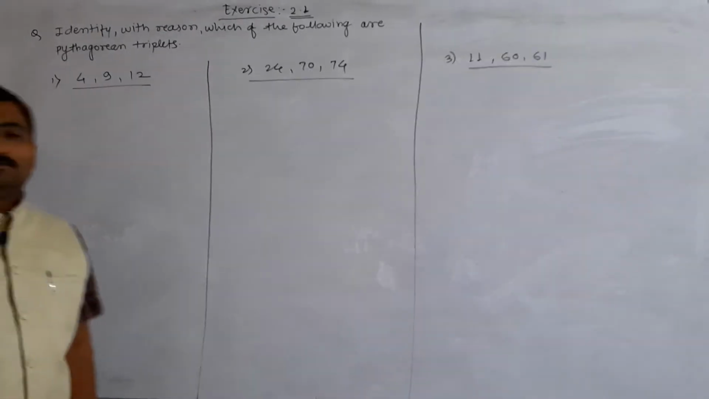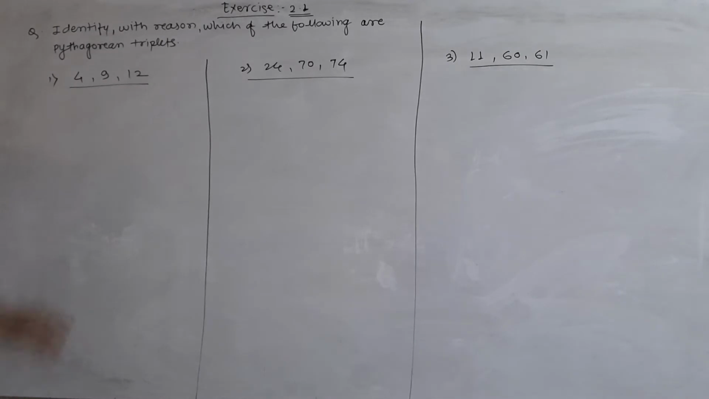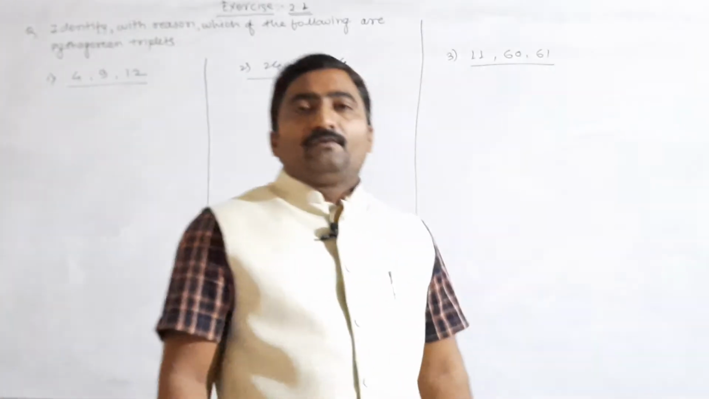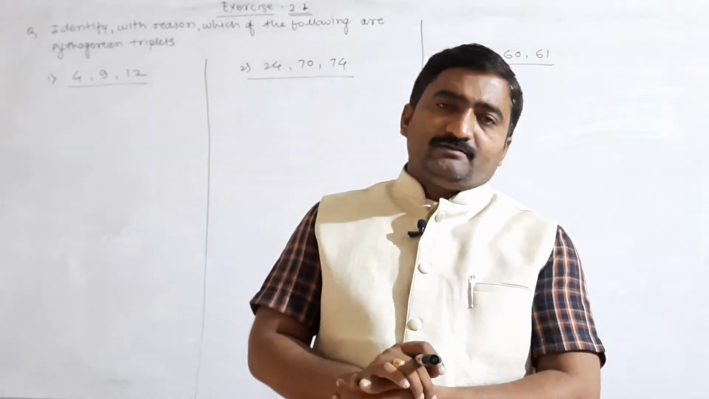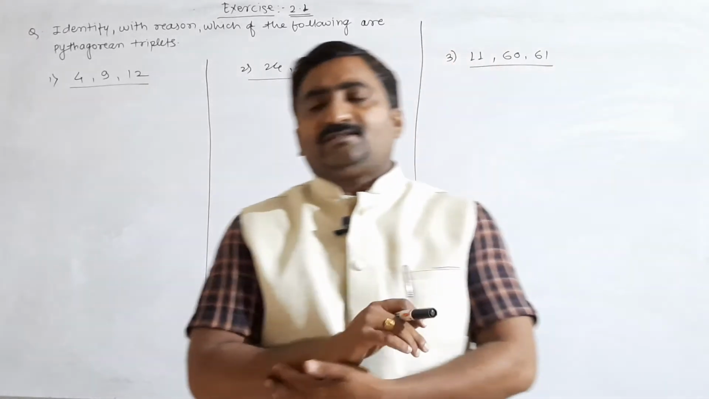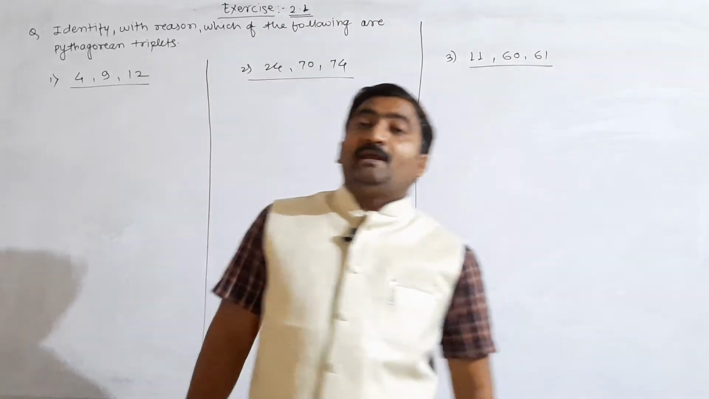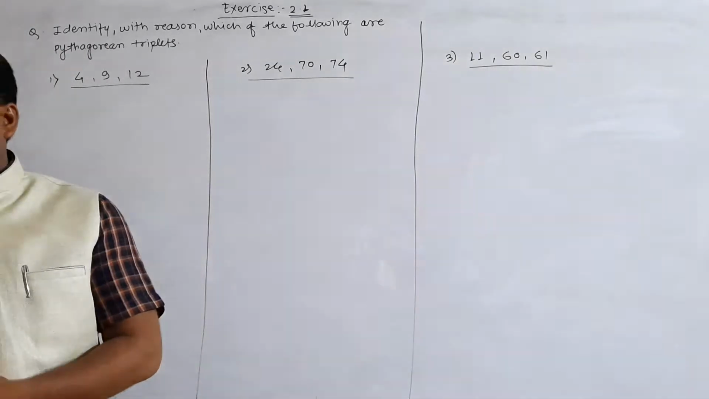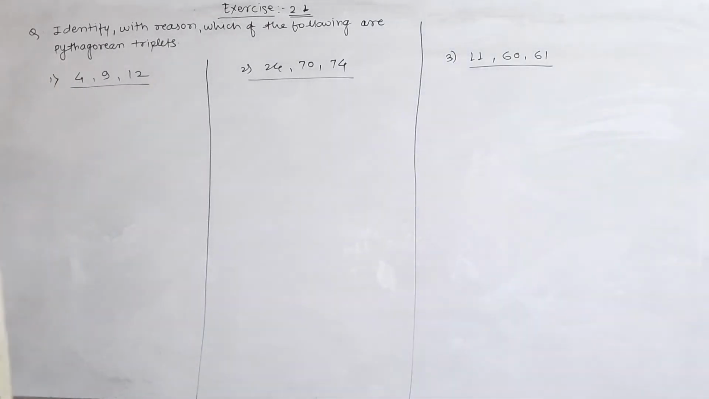So the first question given here: identify with reason which of the following are Pythagorean triplets. We know that in a triplet of natural numbers, if the square of the greatest number is equal to the sum of squares of the remaining two numbers, then that triplet is called a Pythagorean triplet. This is the property of a Pythagorean triplet. So let us solve the example first.